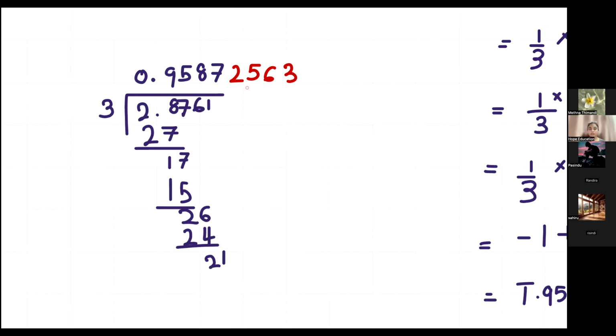So you have to round this off to 4 decimal places. Since this is 2, and 2 is less than 5, you can round it off as 0.9587. But if it was, let's say, here 6 is greater than 5, then when you round it off, it becomes 8. So even if you get more decimal places, just round it off to 4 decimal places. Okay?